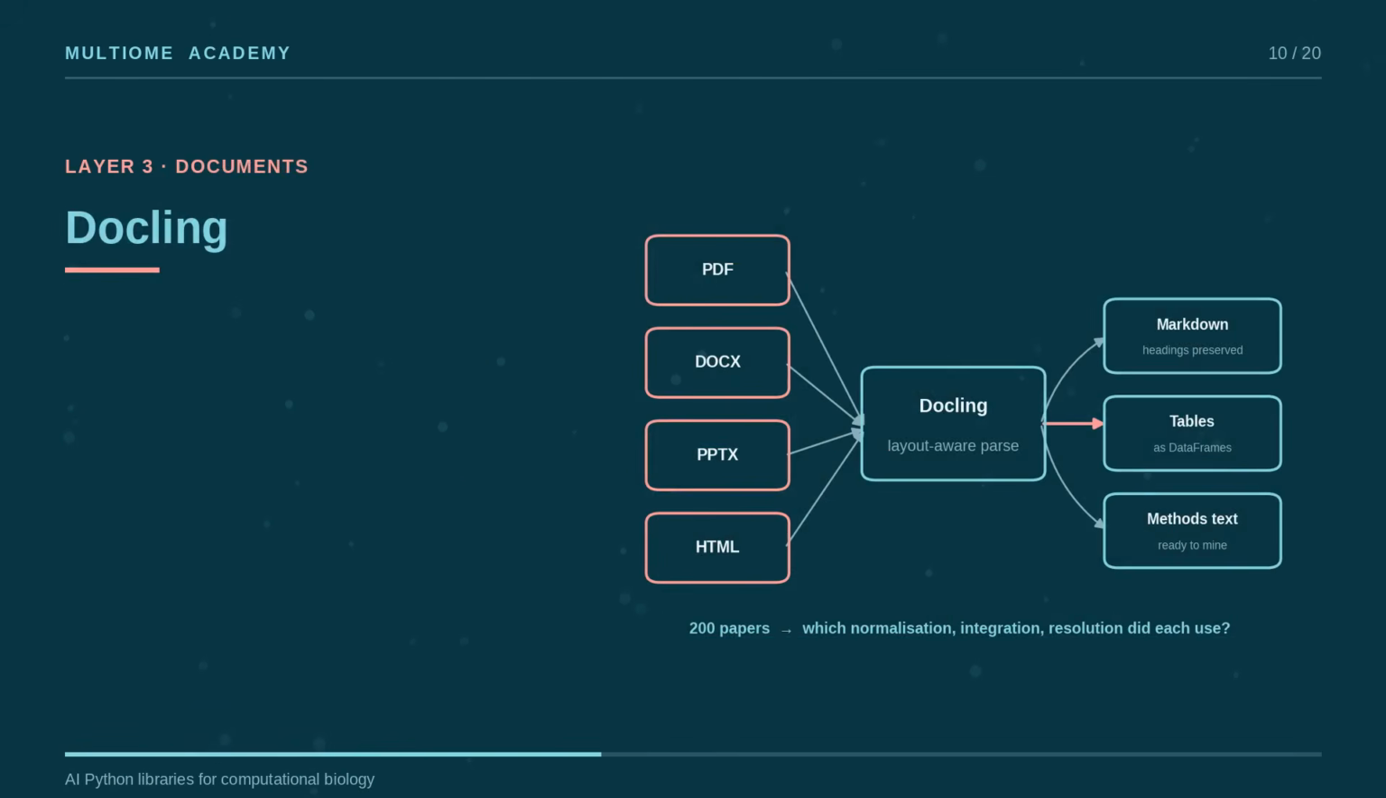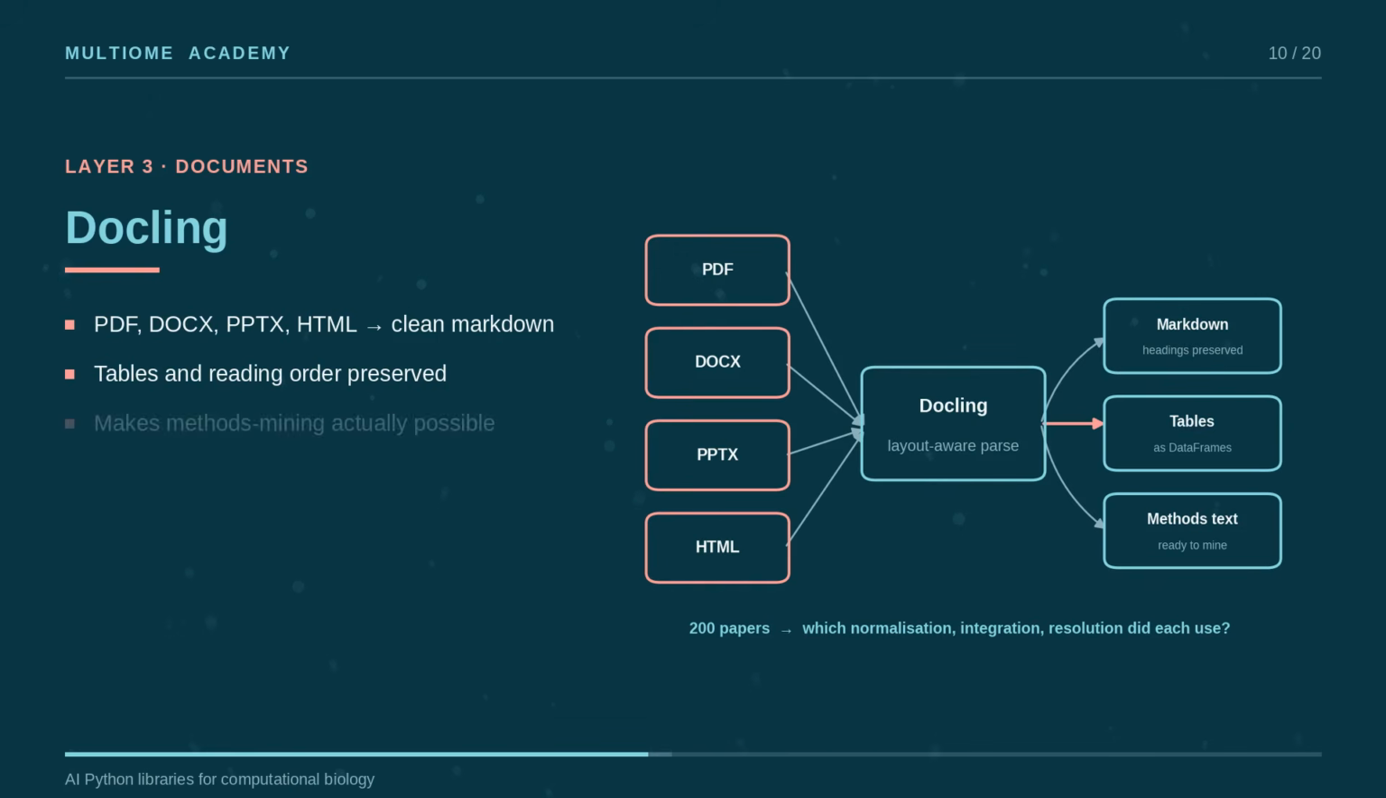But most of that knowledge is trapped inside PDFs. Docling converts PDF, Word, PowerPoint, and HTML into clean structured markdown, and critically it is layout aware, so tables, headings, and reading order survive. That is what makes methods mining possible. You can parse 200 papers, pull out every methods section, and extract which normalization, which integration method, and which clustering resolution each one used. That's a review table you would otherwise build by hand over several weeks.